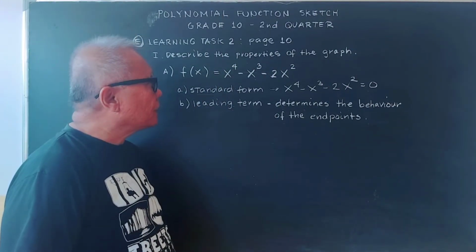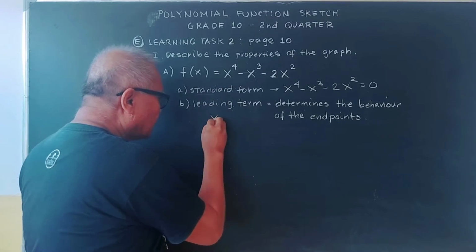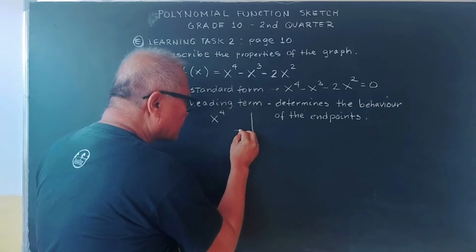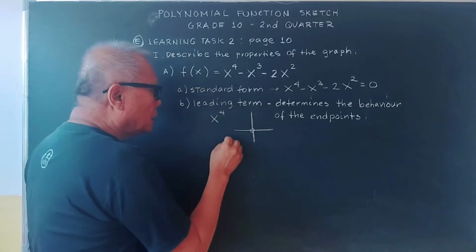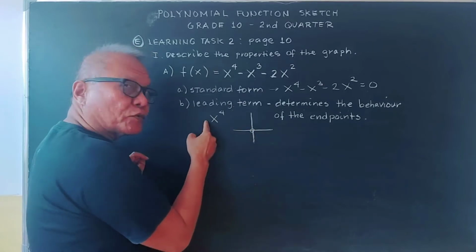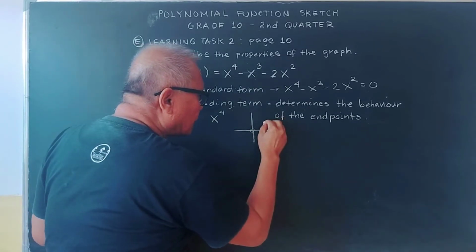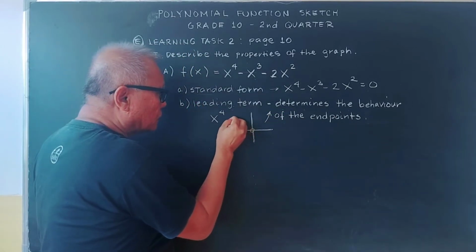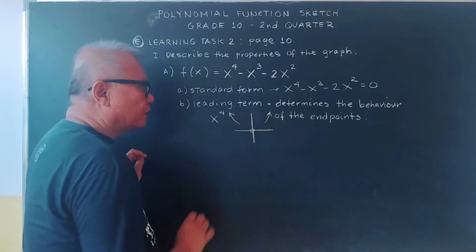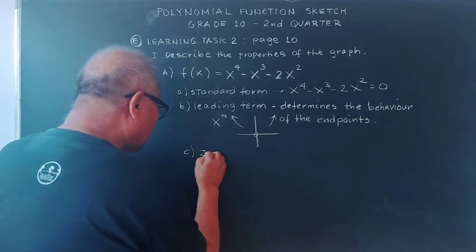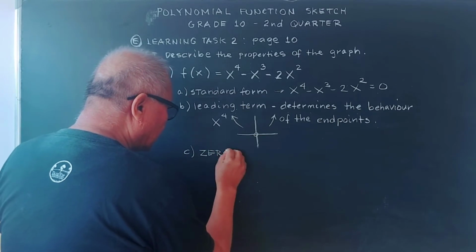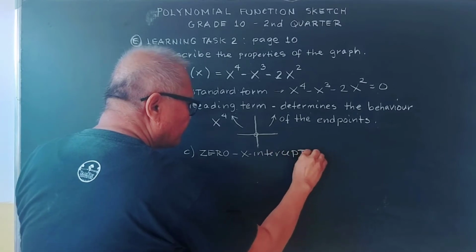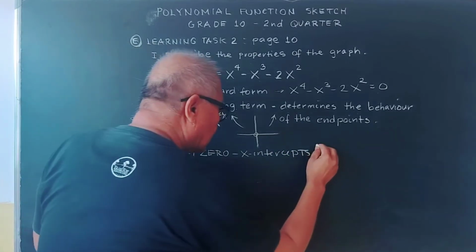So our leading term here is x to the fourth. So we're going to write here that the leading term is x to the fourth. Now we are going to sketch the end behavior here. Have the 0 here. We know this one is even, so it will go up because this one is positive. So the far right end will go up here, and the far left end will also rise up here. And then we find the zeros or the x-intercepts and their multiplicity.